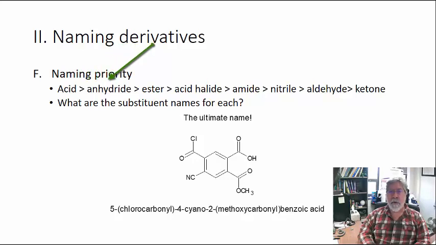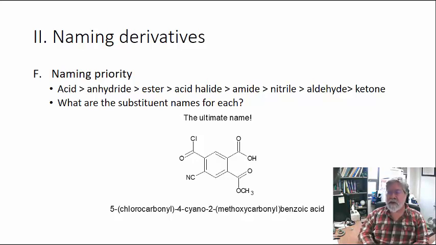So acids come before anhydrides, which come before esters, which come before acid halides, which come before amides, before nitriles, before aldehyde, before ketone. And I didn't put alcohols up there, but that would be the next one. And then after that are all the things that just sit around. Nitro, alkyl groups, halogens, what else? Ethers, yeah. And so you look at this compound with its ultimate name and you give it a quick survey and you see 4 acid derivative groups are attached to an aromatic ring.